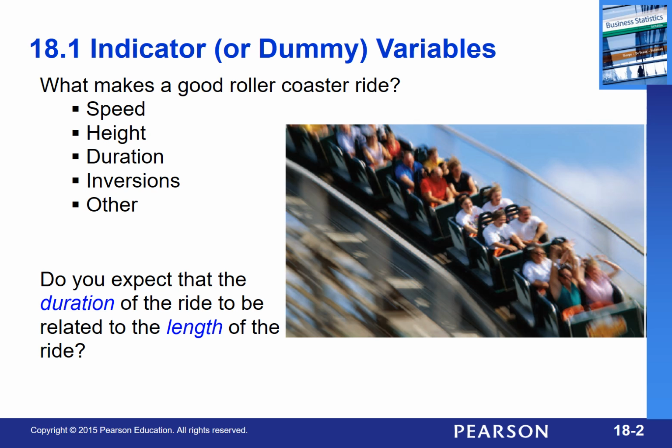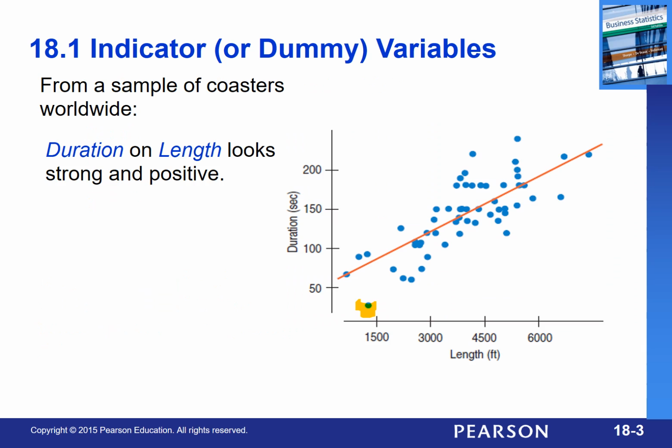So some of the things you look at with these variables, you would expect to be very correlated with each other, like speed and duration, or maybe length of the ride and duration. So we'd expect these to be related. Let's investigate that relationship and see what we can predict. So this is a scatter plot of a sample of worldwide roller coasters that we're going to be dealing with in our Minitab examples this week as well.